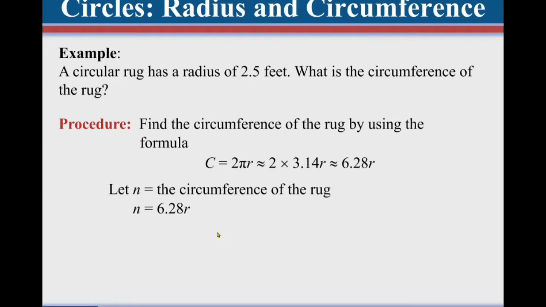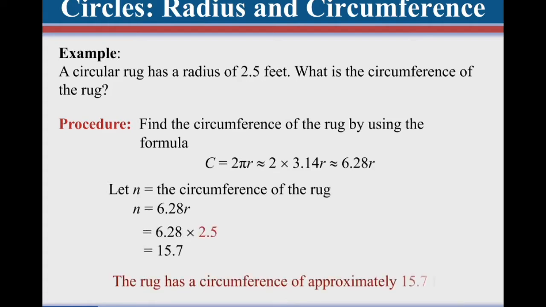We can set up an equation, and you can leave in the C or change it to something else. I would just leave in the C and write C is equal to 6.28 times r. R, again, is the radius, which is 2.5 feet. So we plug that in, and we get that the circumference is 15.7. Now we're not done, because this answer has units. The units are feet, so we are not done until we say that the rug has a circumference of approximately 15.7 feet.